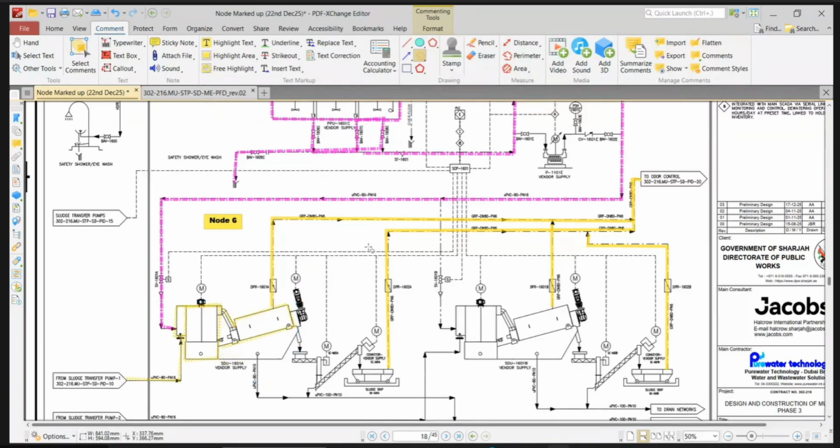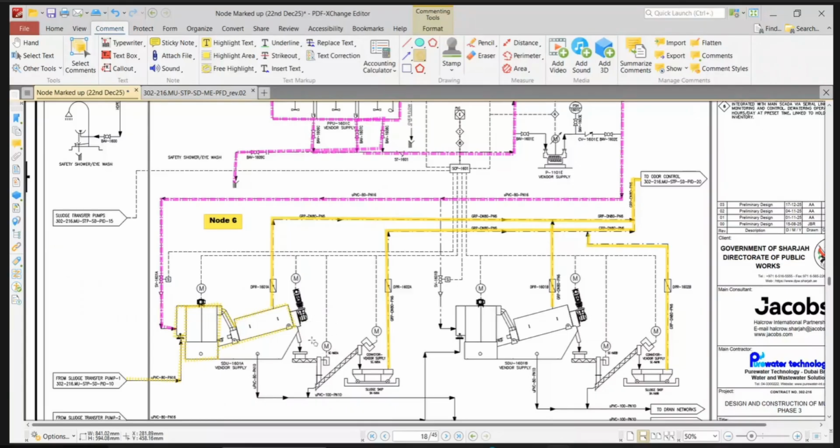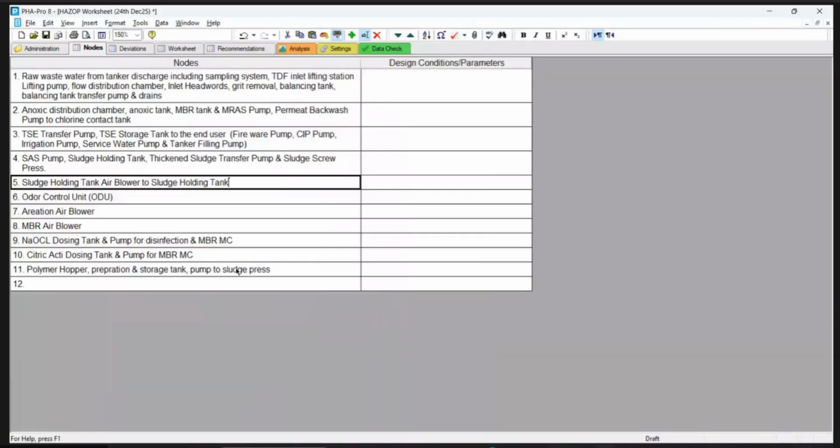Correct. And node number 6, what is node number 6? It is odor control. Okay, so for that we are happy. Now let us continue the no flow scenario here. In the same node number 4 only, I will combine node number 4 and 5 together, and keep 5 separate.